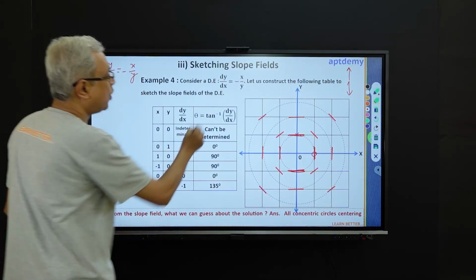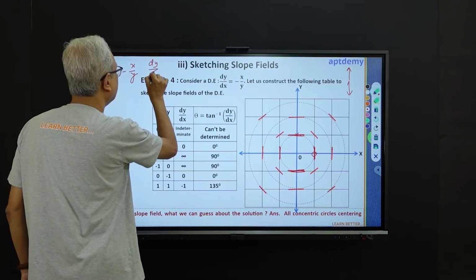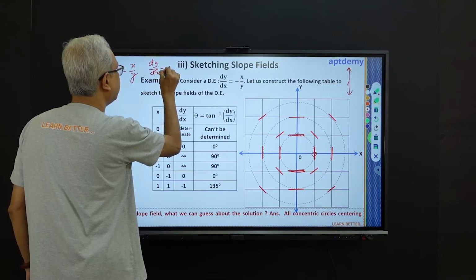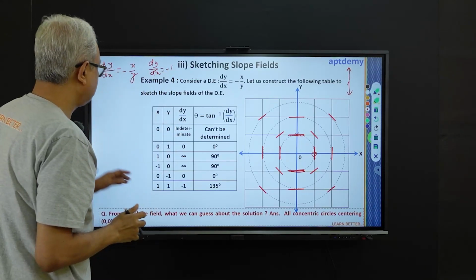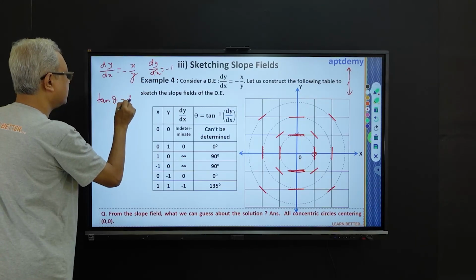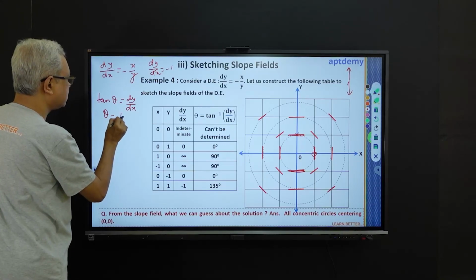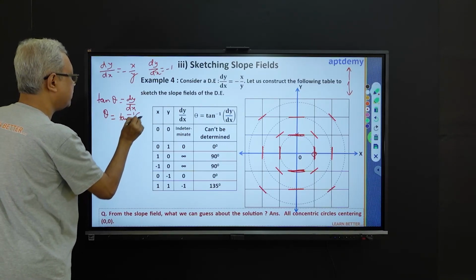The 1, 1 point means dy dx is negative of 1. That means tan theta is, as I told, tan theta is dy dx. So theta is tan inverse dy dx.